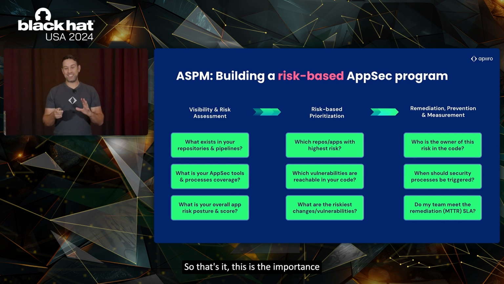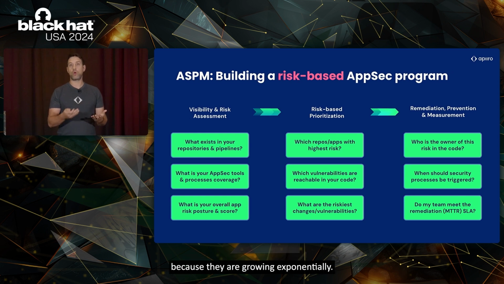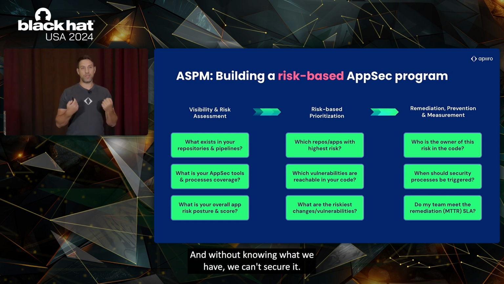So that's it. This is the importance of building an accurate real-time code-to-runtime software inventory, which is so important to assess the risk of our code changes because they are growing exponentially. And without knowing what we have, we can't secure it.